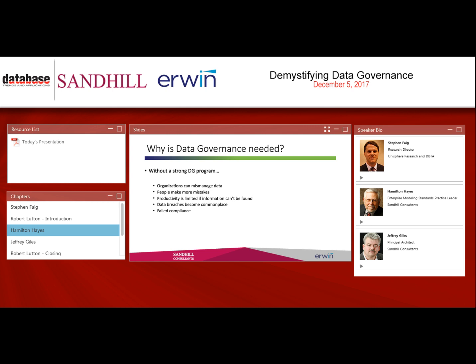Productivity can be quite limited if information isn't found or if it's in error. It certainly can reduce the efficiency and effectiveness of a business operation. Such things as data breaches are becoming more complex. How do those relate to data governance? And certainly, at the end of the day, are we compliant with our business goals as well as regulatory requirements, which are built into our overall business needs and goals?